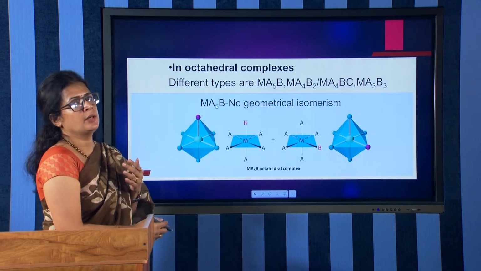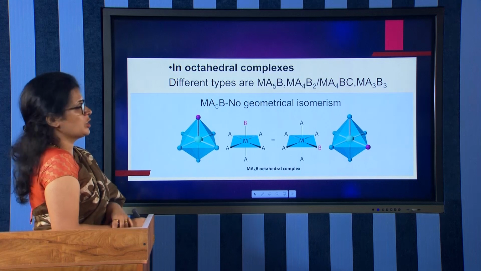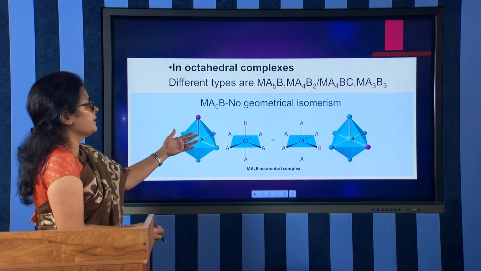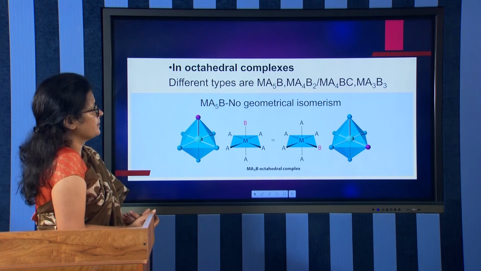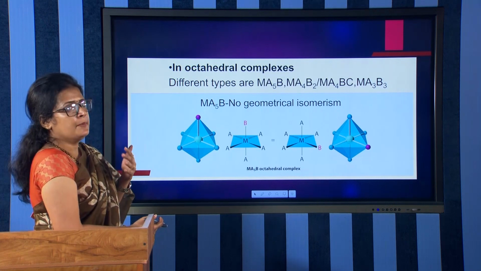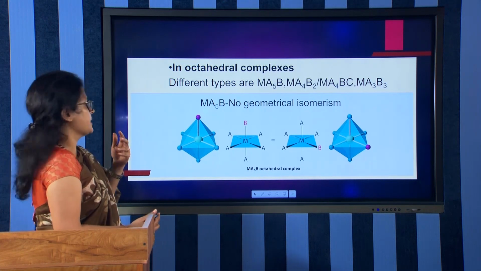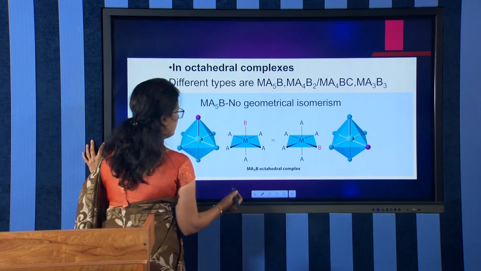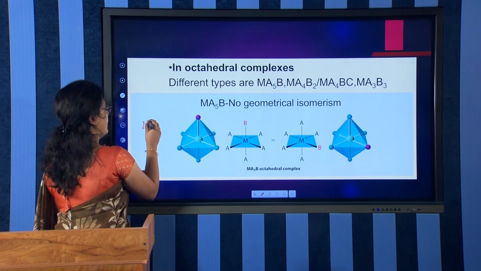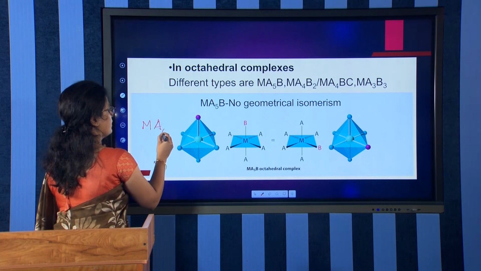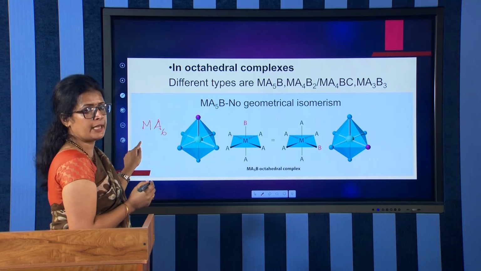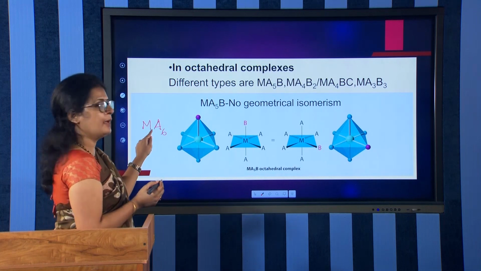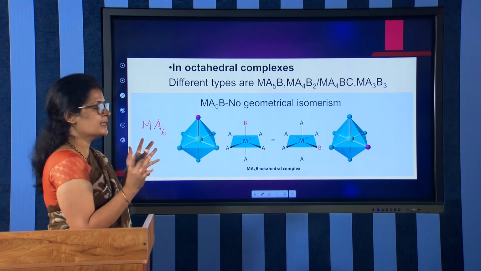And now coming to the octahedral complexes. The structure of an octahedron is like this. And here also different types are there, MA6. Before moving to the MA5B type, I have to discuss MA6. MA6 means the central metal atom is M and A means ligands. How many ligands? 6 ligands.